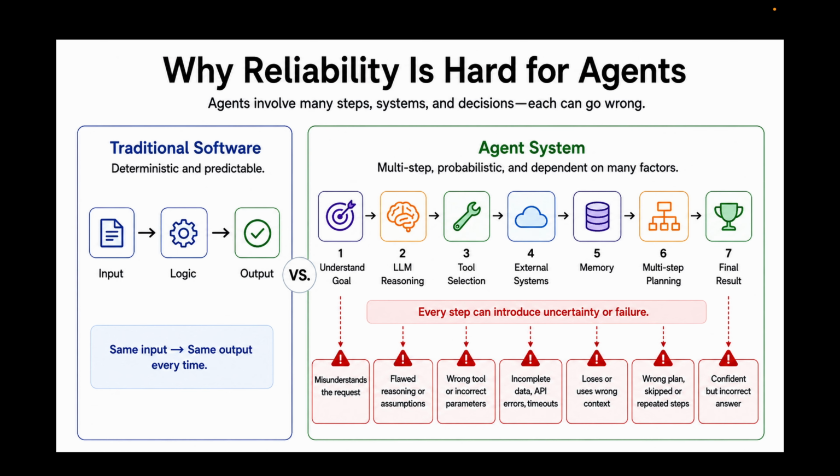What is important to realize is that overall reliability in an AI agent is a product of the reliability of each of these components. As more steps are added, reliability decreases unless each stage is carefully controlled. And this is why reliability becomes harder as we move from traditional software to autonomous agents.